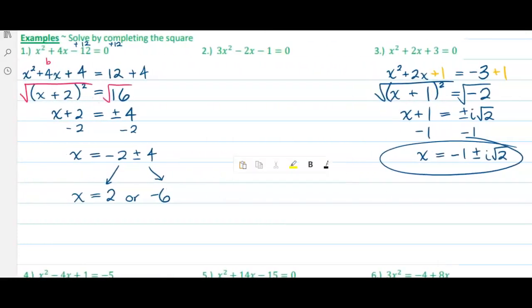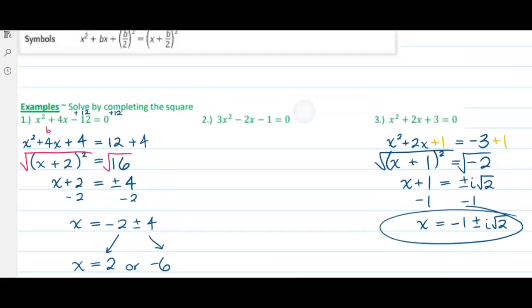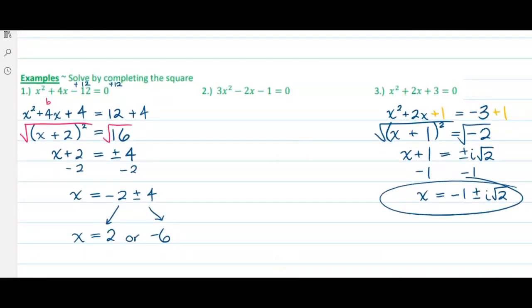Going back to the second problem, this one's a little bit more complicated because again we have this factor of 3. And when that happens, we need to get rid of that because we can't play our completing the square game when the leading coefficient isn't 1. So we're going to divide everything by 3. And that leaves me with x squared minus 2/3 x.